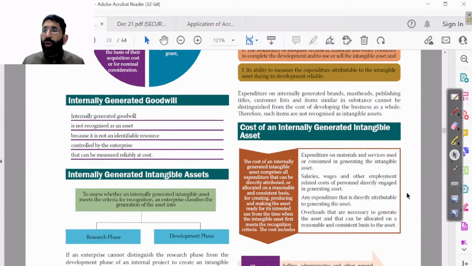So which expenses are to be taken into consideration while calculating research expense or development expense? Which expenses are to be taken in research or development? So that is to be checked here. Cost of an internally generated asset: all expenses incurred that can be directly attributable or allocated on a reasonable and consistent basis for creating, producing, and making the asset ready for its intended use from the time when the intangible asset first meets the recognition criteria.